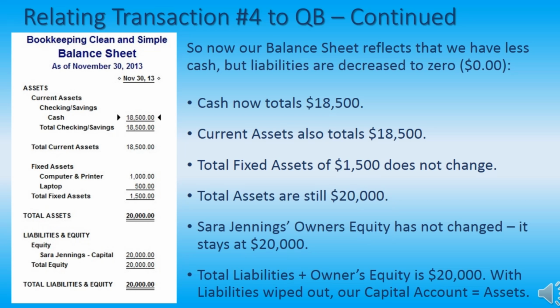Total assets are still $20,000. Sarah Jennings' owner's equity has not changed. It stays the same at $20,000. As you can see here, our total liabilities plus owner's equity is also $20,000. With the liabilities wiped out, our capital account equals our assets, and everything remains in balance. Now let's go on to our next slide where we compare our manual balance sheet after transaction 4 with the balance sheet here.